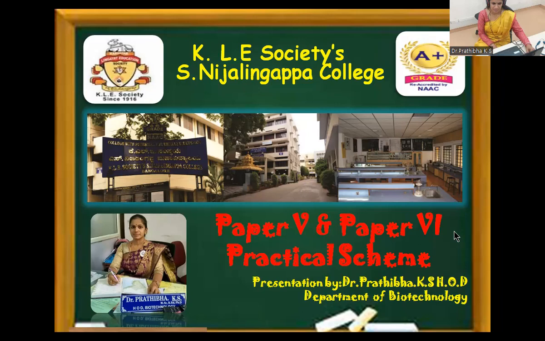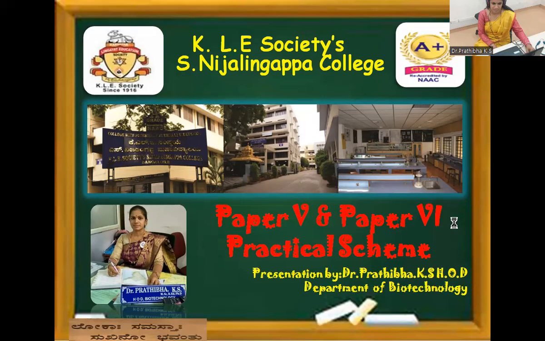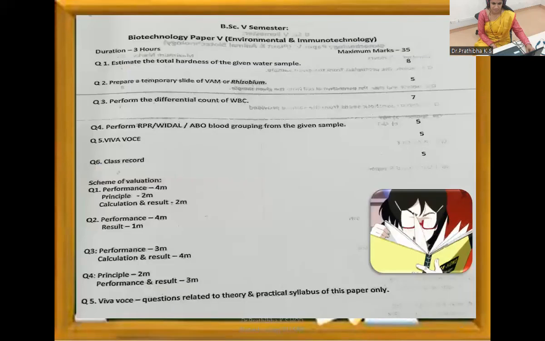Okay. Now let us go through the question pattern of paper 5, environmental and immunotechnology of the BSc 5th semester biotechnology course. For this experiment, duration 3 hours, maximum marks 30. Question number 1, estimate the total hardness of the given water sample. This question carries 8 marks.